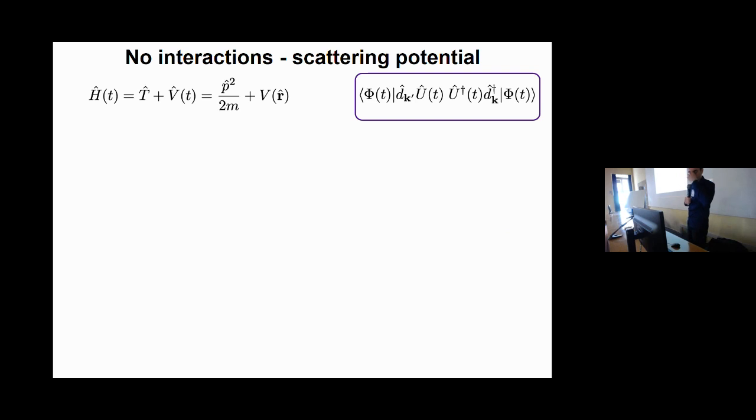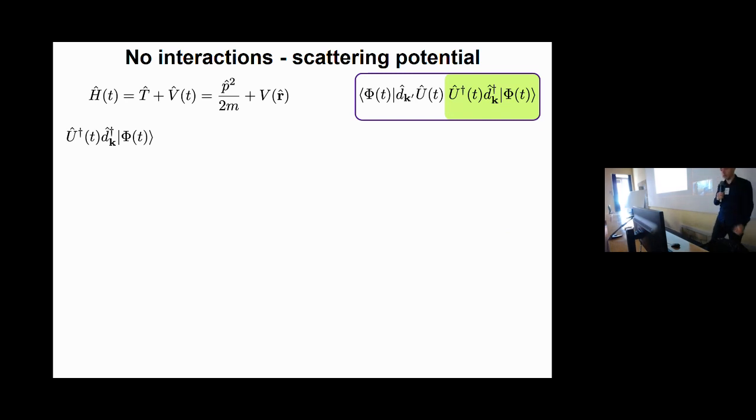Okay, now consider the simplest possible example. As I said, T and V can be anything. You can use this way of approximating the evolution operator for any kind of problem. You can have many particles, but also just one particle. So let's assume we have just one particle, and we write the Hamiltonian as T plus V, where T is the kinetic term and V is some scattering potential. And again, in the purple box is the object we are interested in calculating.